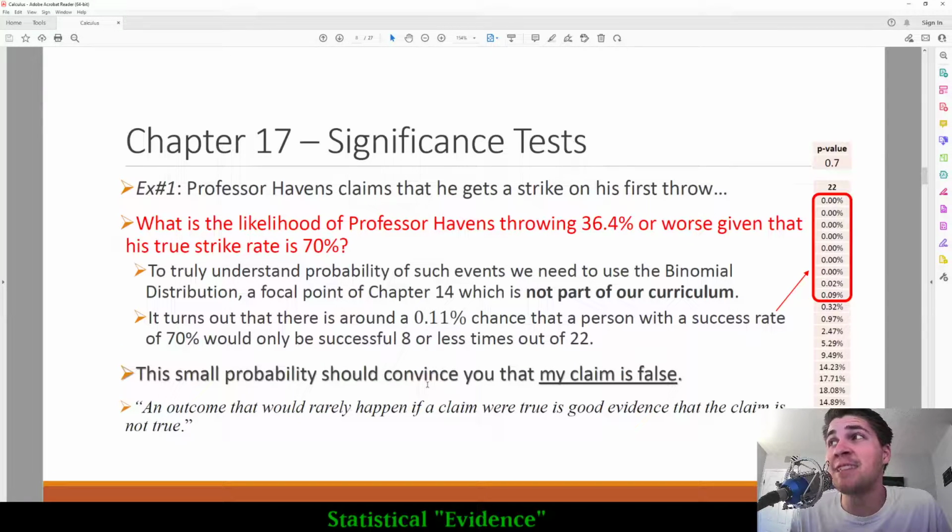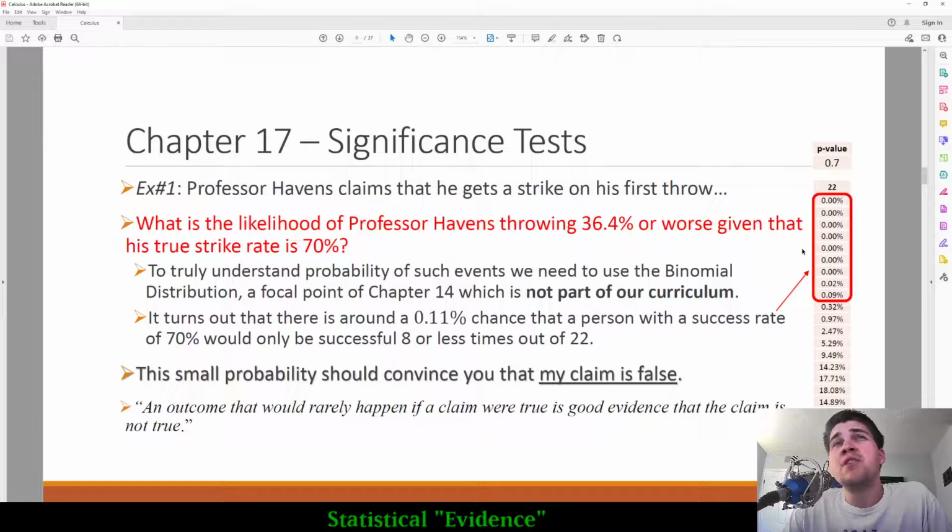In this case, it's pretty clear that Professor Havens' strike rate may not be 70%, but maybe he just had a bad game. Maybe the lanes were terrible. Who knows? This is never proof that Professor Havens can't throw a 70% strike rate in bowling. It's evidence. And this is what this video is all about: what does statistical evidence really mean?